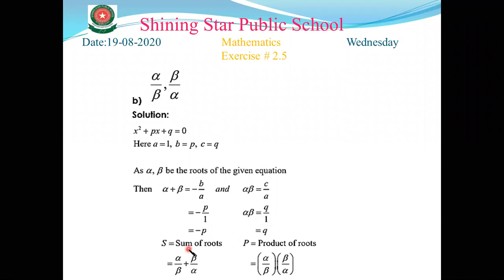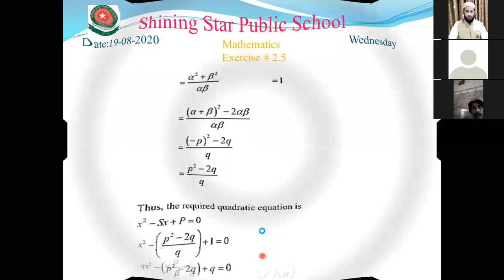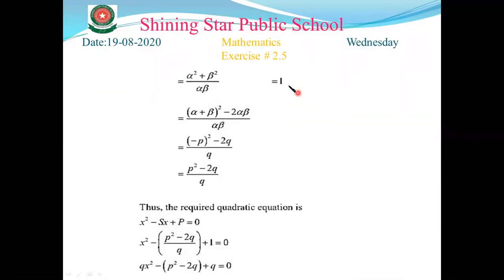Now again, the sum of the roots and the product of the roots of these new roots. When you find the sum of the roots, it gives you alpha over beta plus beta over alpha, and the product of the roots means alpha over beta multiplied by beta over alpha. So in our next step, alpha cancels with alpha, beta cancels with beta, so the remaining is 1.